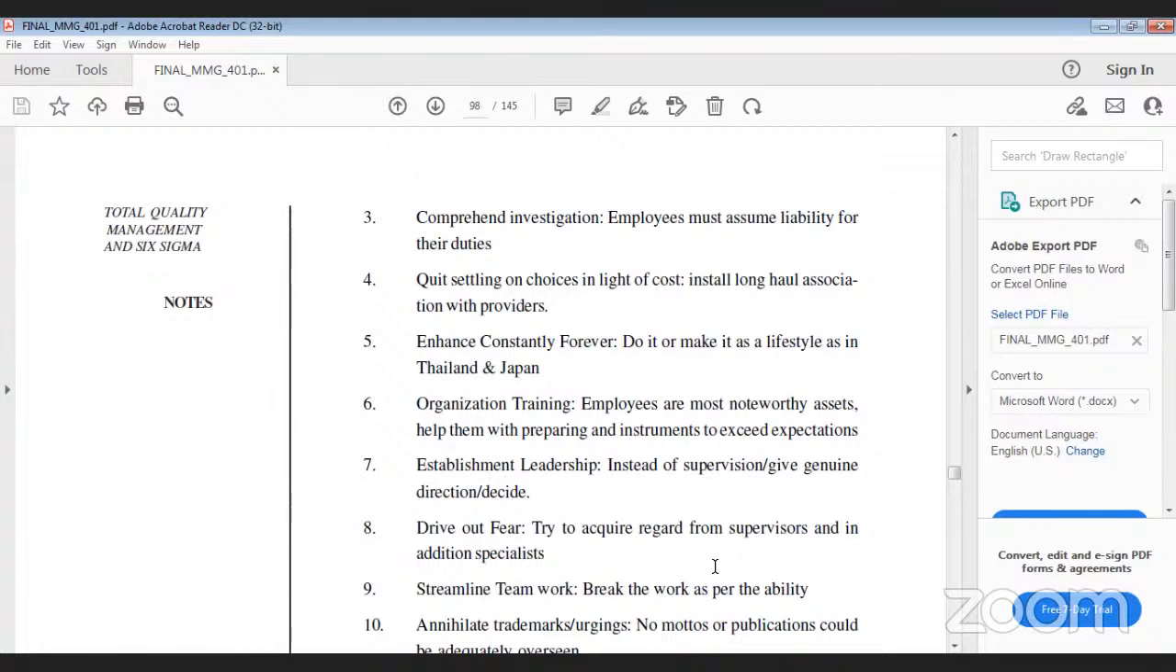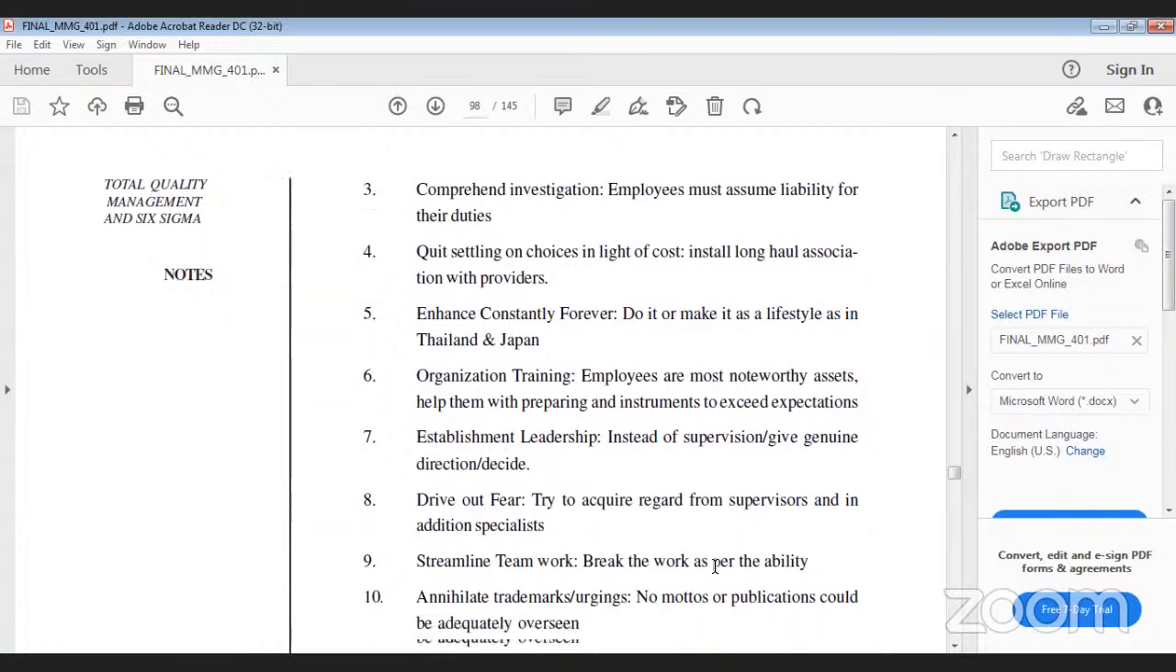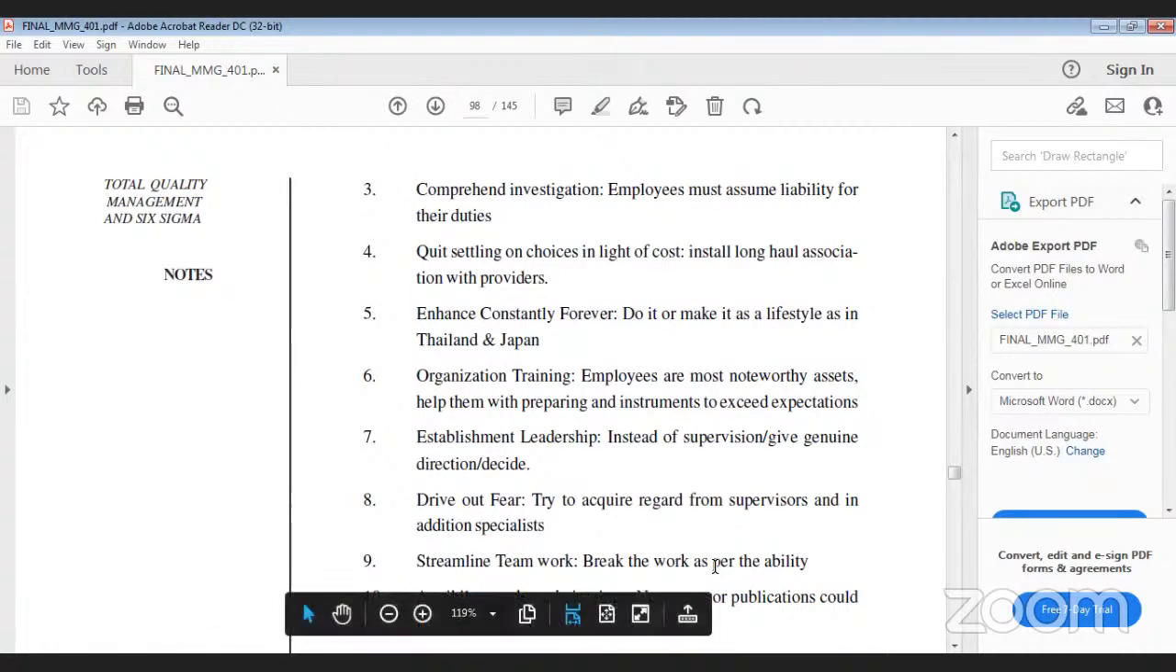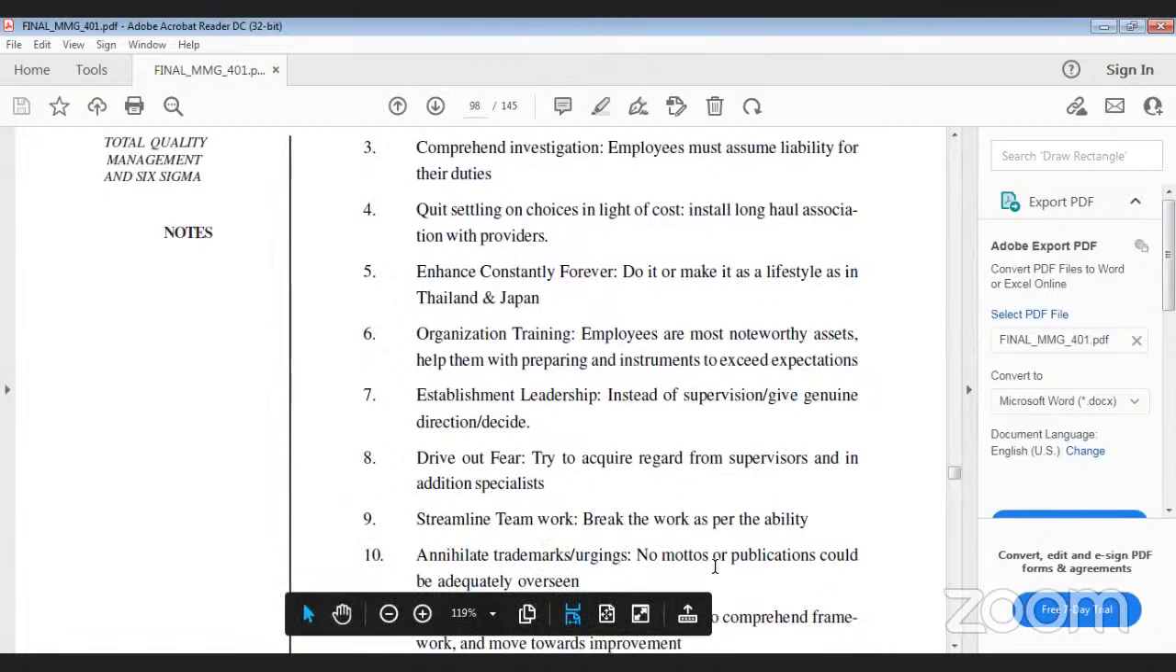expectations. Then seventh point is establishment of leadership. Instead of supervising, giving genuine directions, leadership must be there. Then eighth point is drive out fear. Try to acquire regard from the supervisor and addition to the specialist also.